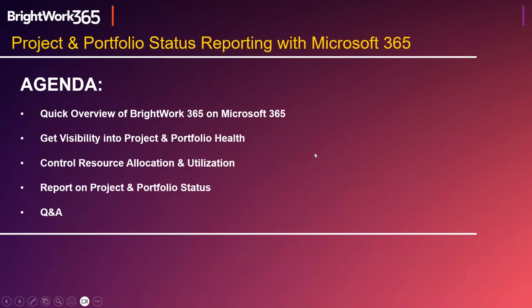So everybody's very welcome. Today we'll be talking about project and portfolio status reporting with Microsoft 365 and BrightWork 365. The agenda, as you see here, is we're going to start with a quick overview of what is BrightWork 365. Sort of set the context for those of you who may not be familiar. That'll be fairly quick, and as we get to other items in the agenda, we'll dive deeper. The second thing is, how do you get visibility into your project and portfolio health? You can't really create status reports unless you have your finger on the pulse of what's actually going on. So we'll look at some ideas to do that.